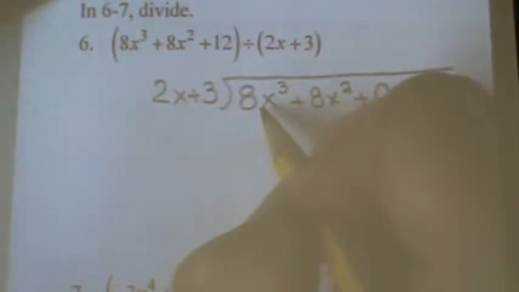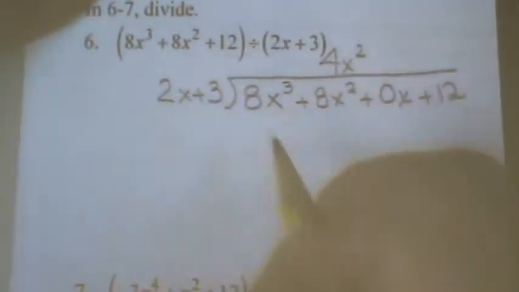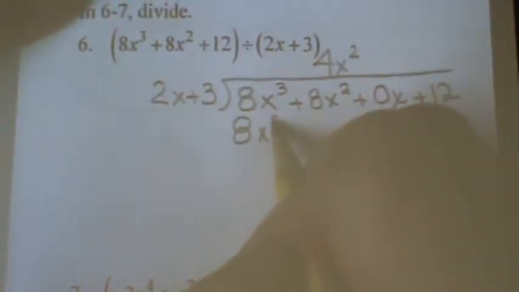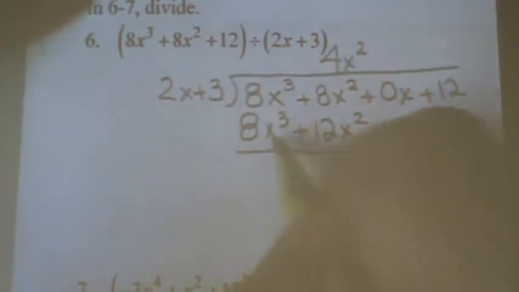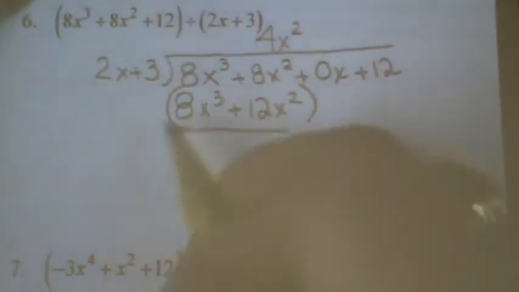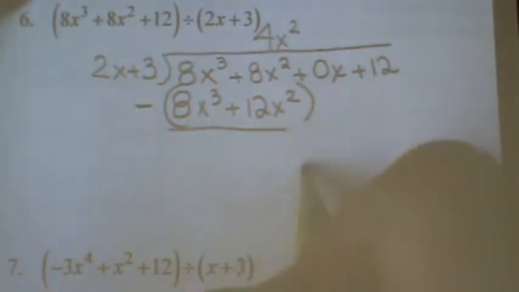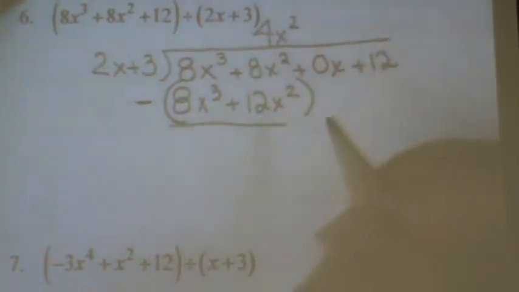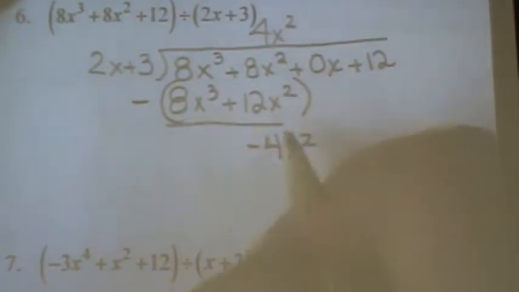2x goes into 8x cubed. What do I need to multiply this by to get 8x cubed? You need 4x squared. So multiply these two, you get 8x cubed plus 12x squared. Now, this is the part where you guys get nailed. What do you do with these two terms? You subtract them. So what are you going to have down here? A negative 4x squared. That's the biggest error that people make.